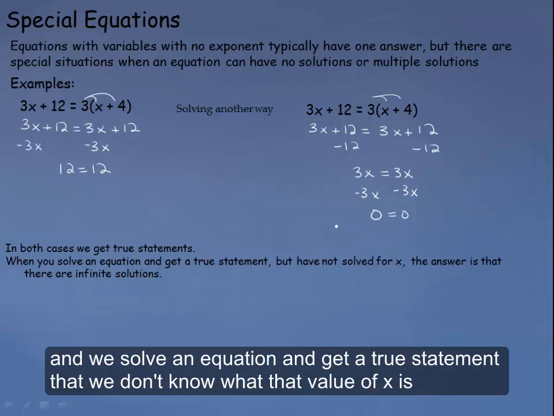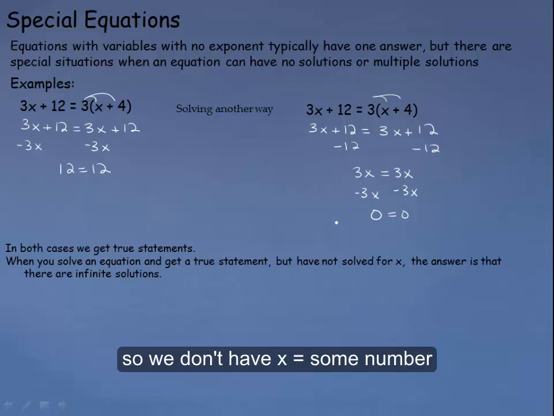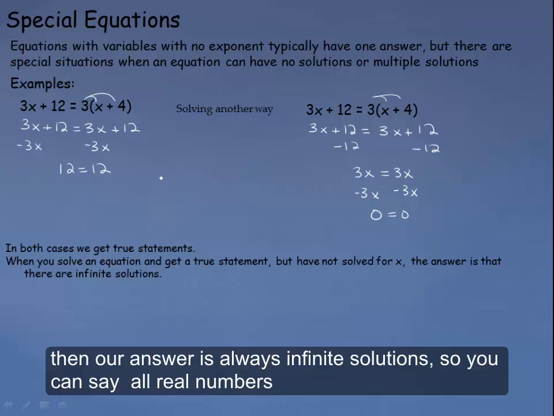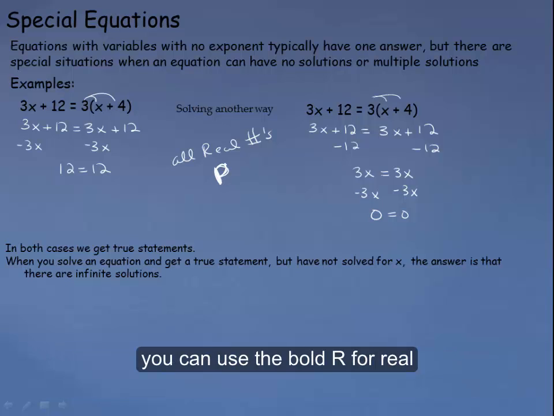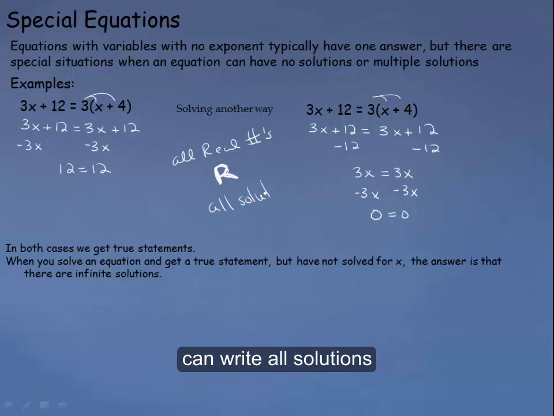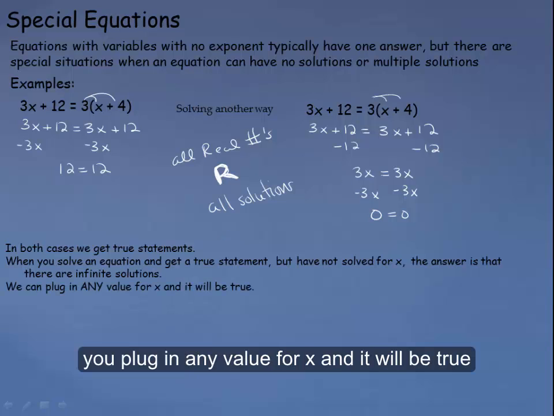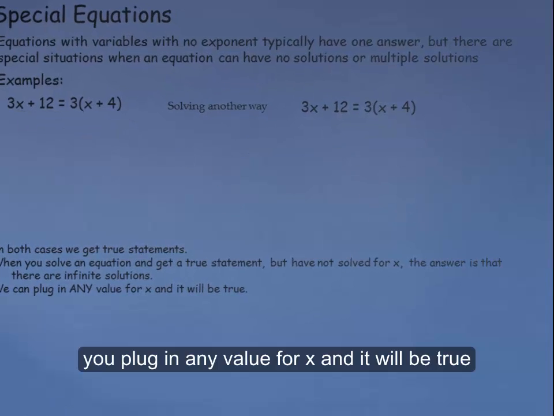And when we solve an equation and get a true statement, but we don't know what the value of x is, so we don't have x equals some number, then our answer is always infinite solutions. So you can say all real numbers. You can use the bold R for real. You can write all solutions, things of this nature. You can plug in any value for x and it will be true.